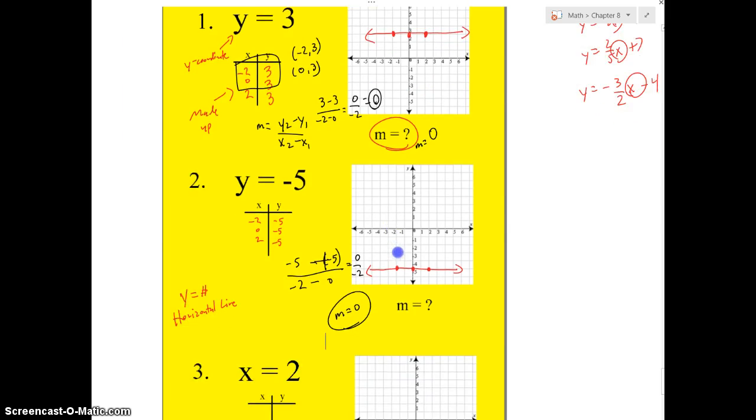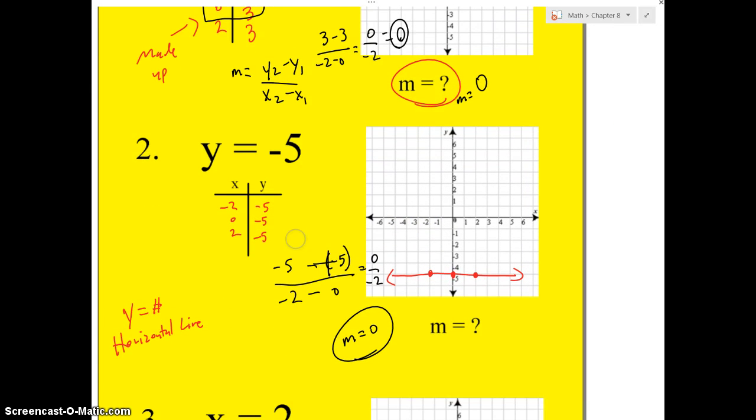So you could say that when you have y equals a number, you're going to have a horizontal line, and your slope, or your m, is going to be 0. That's something very important to know, and you may want to get this down in your notes.